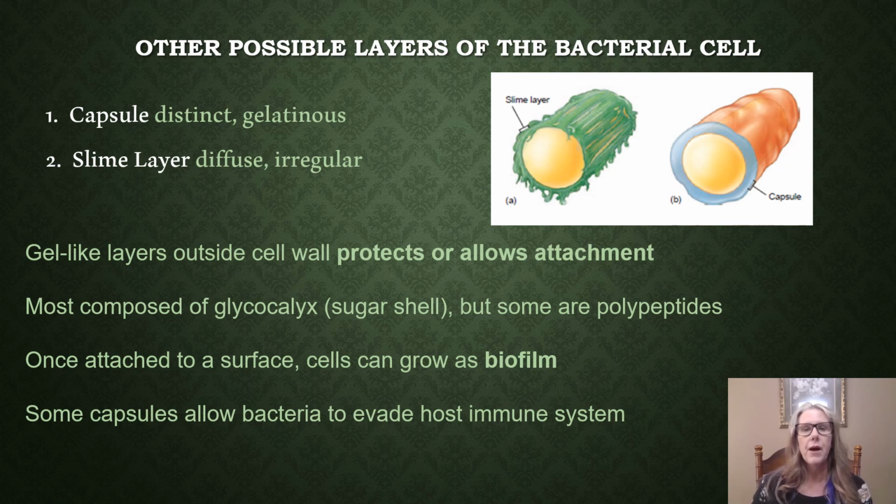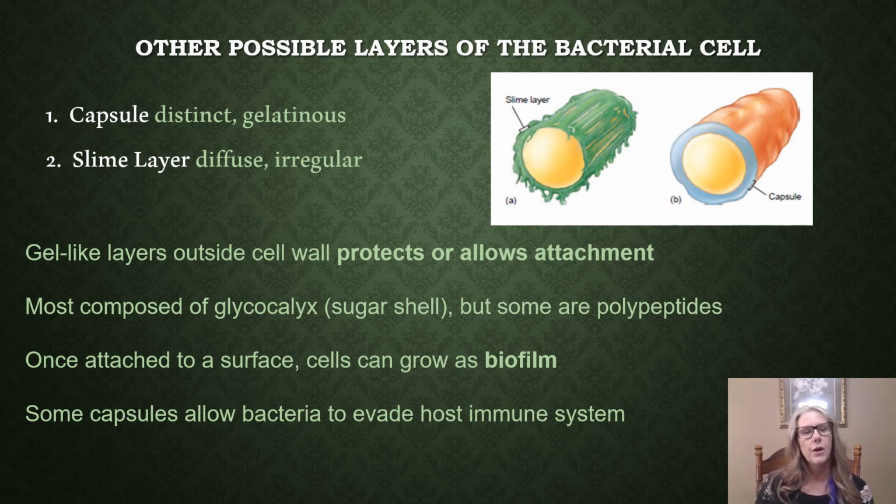Okay, some other possible layers that could be associated with bacteria. And those are the capsule and the slime layer. We're first going to talk about those. So capsule and slime layer. So first, number one, capsule. The picture I have up on the screen, look at the one that has the orangish or brown around it. So that's representing a capsule. And it's kind of like a gel-like layer.